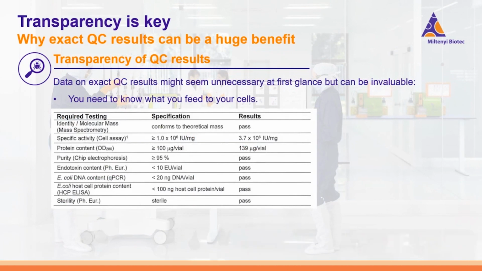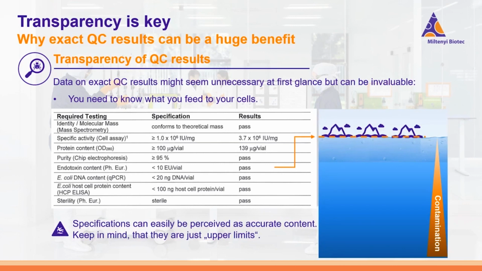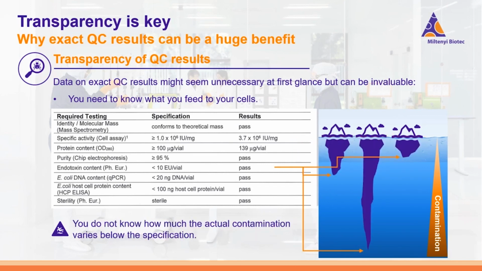It is actually a little bit like with icebergs. Very often specifications are easily perceived as accurate content because you don't have any other number available. But you have to keep in mind that these specifications are actually just upper limits, and you have no clue. You can just see the surface of the sea. You have no idea what is going on below the surface.